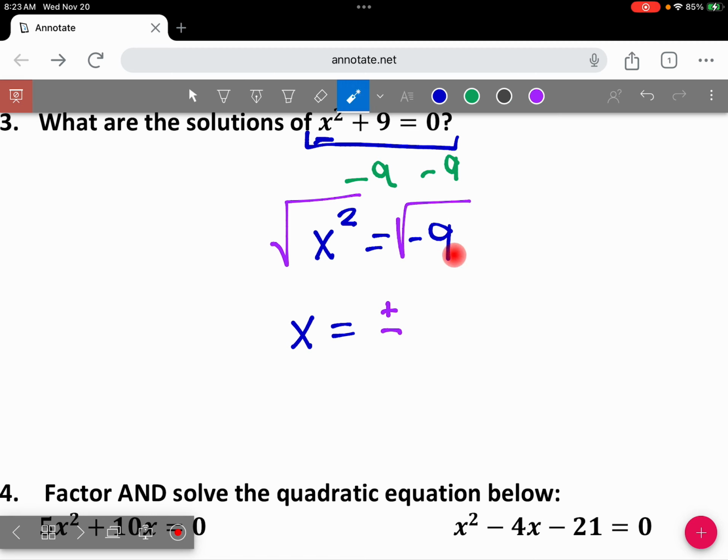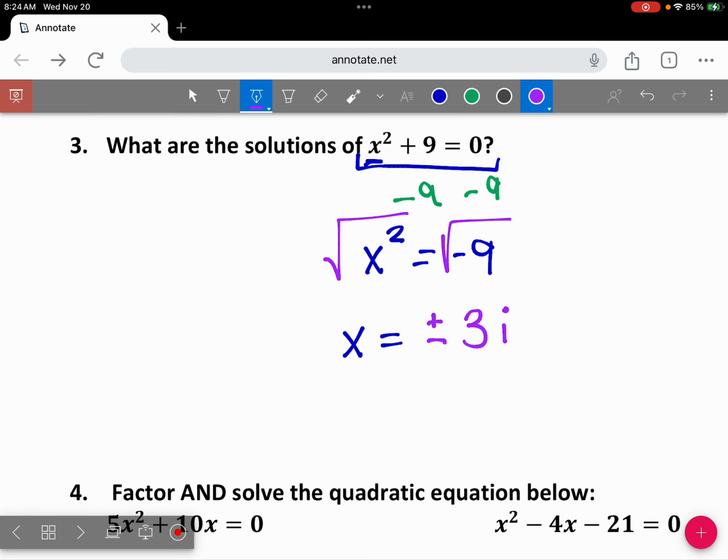And then this is very much like what we did in the bell work. What's the square root of negative 9? 3i. Oh, I'm sorry. It's okay. Yeah. So those are our solutions. So when we have solutions here, we're trying to get x equals, trying to get x by itself. That's what we're looking for.